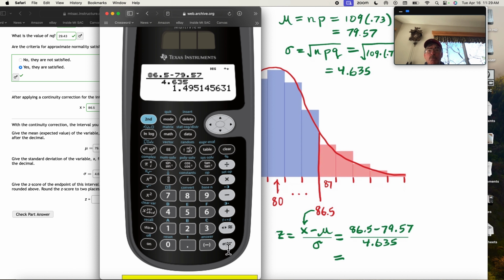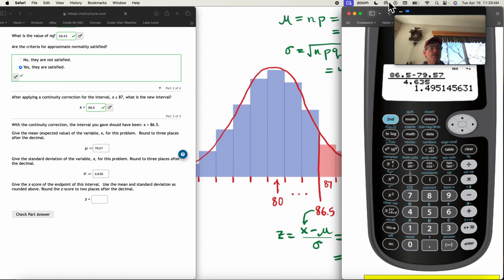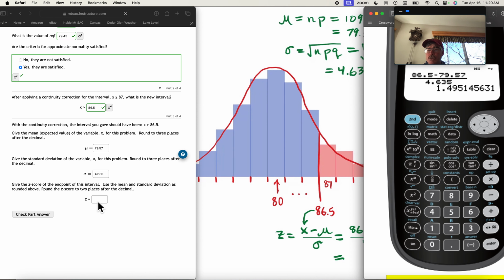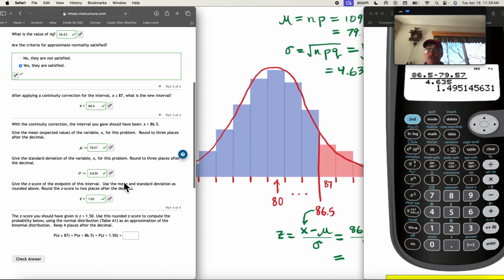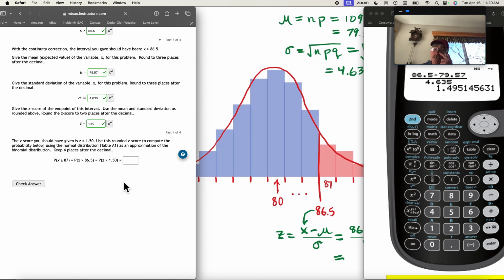Okay, and it's going to want us to round to 2 places. So we're going to have to do 1.50 for this z-score. Z-scores, we always do 2 places on those. Okay, so let's go and try 1.50 over here. And I got my eyes closed and my fingers crossed as I check. Those are all good. All right, so we're almost done. It's saying the probability that x is greater than or equal to 87 is equal to the probability that x is actually greater than 86.5. That's what we call the continuity correction here, which is the probability that z is greater than 1.50.